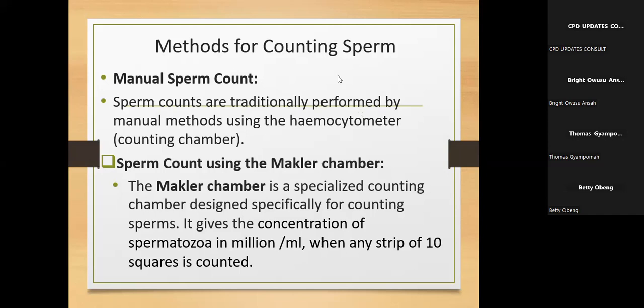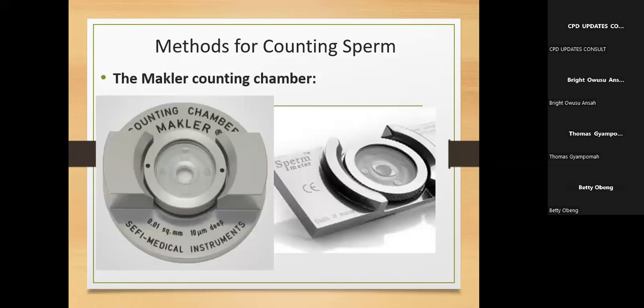All right. My slide is not moving. Good. So this is the Makler counting chamber. This is how it looks. I'll show you one when we meet physically. There's supposed to be a cover. This is the space. There's supposed to be a cover glass, which is also rounded. The next picture will show you the cover glass. So this is the Makler counting chamber designed for sperm count. This is one side of it. I hope you've seen it. This is just the exact picture of the Makler counting chamber. Good.